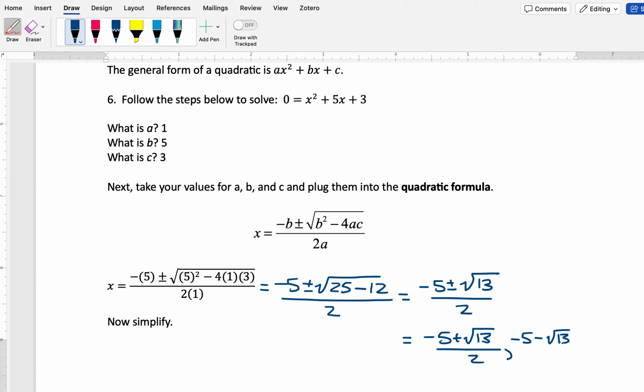Essentially, what you're doing is you are breaking up the plus or minus here into two separate numbers. And so just like with factoring, we oftentimes get two solutions when we're using the quadratic formula.